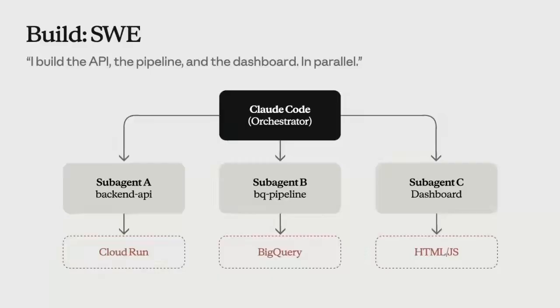And as you can see here, we are going to spin up 3 different sub-agents: one for the API, one for the ingestion pipeline, and the other one for the dashboard. And you can parallelize the implementation of each of these components, just like you run a team sprint in your normal, usual development lifecycle. So let's see this in action as well.